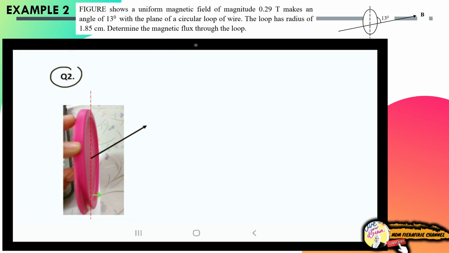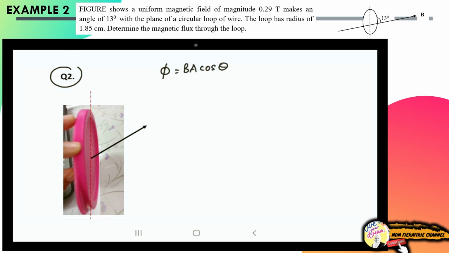Okay, 13 degree with the plane of a circular loop of wire. Let this pink shape be the loop. The loop has a radius of 1.85 centimeter. Make sure you change to meter and determine the magnetic flux through the loop. So you want to determine the magnetic flux of the loop, where the equation is equal to BA cos theta.